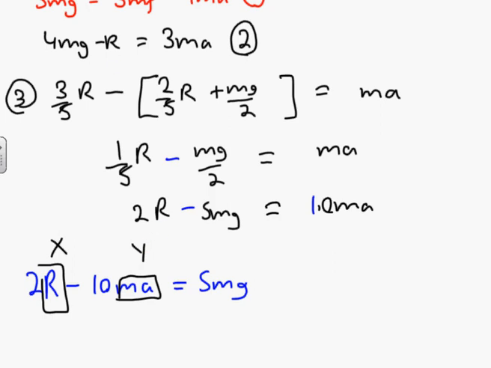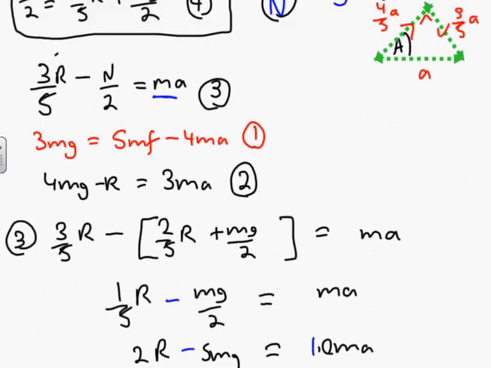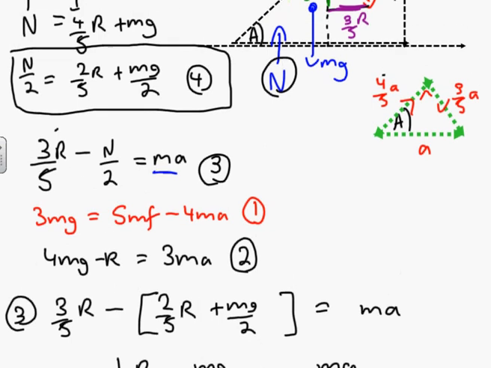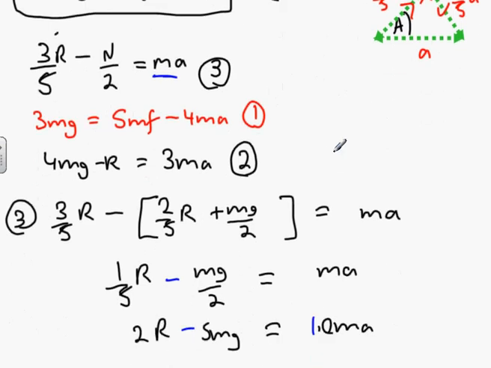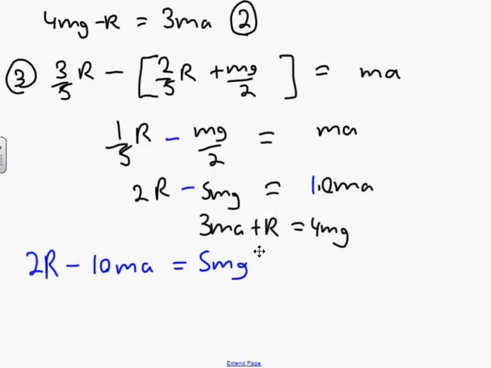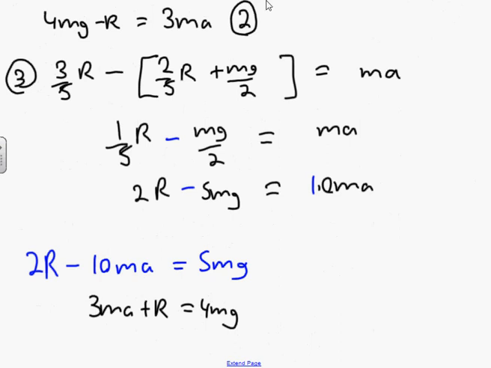Now that's one equation with just r and ma. Is there another equation that will have a similar trend? Just a's and r's. Anybody see it? This one here, isn't it? Equation 2. Everybody see equation 2? 3ma plus r equals 4mg. So just bring all that down here. Now, I have that the wrong way around, so instead of 3ma plus r, I'm going to say r plus 3ma.